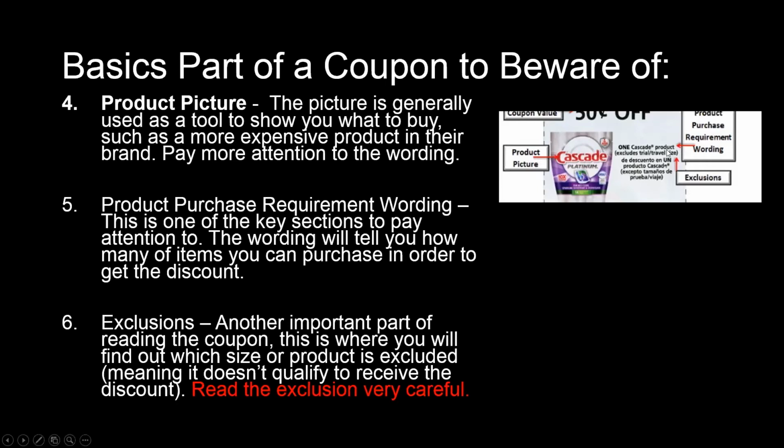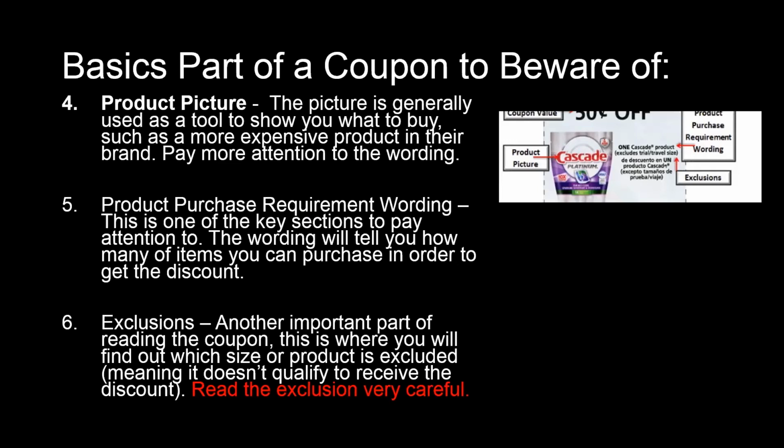This tells you this is one of the key sections to pay attention to. The wording will tell you how many of the items you can purchase in order to get the discount. So on this one, it stated 1. So you would get 1 Cascade.